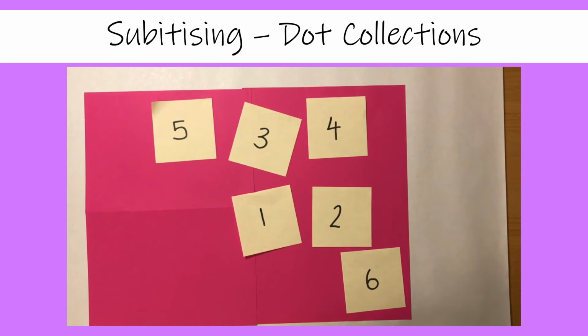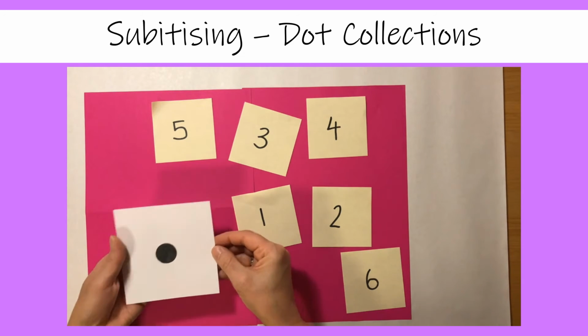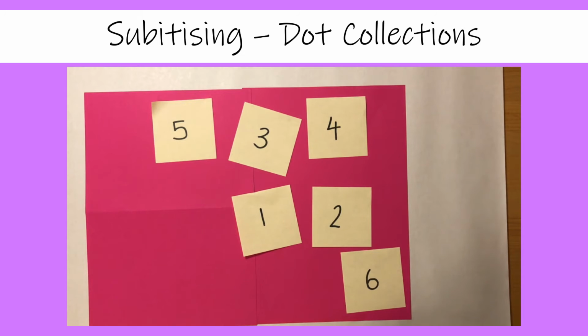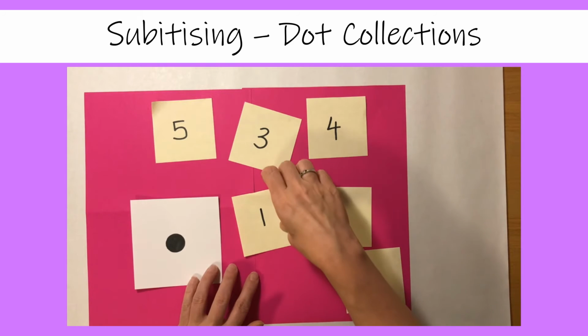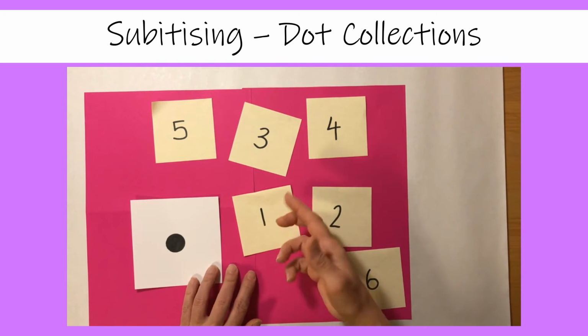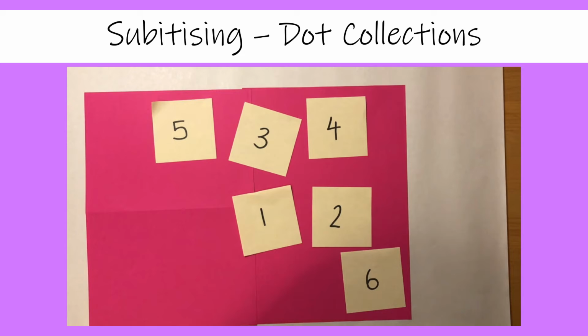Would you like to see it again? Your eyes weren't ready. Ready? Here you go. Did you see 1? Yes, I saw 1 too. Now, can you point to the numeral that tells us the number 1? That's right, this is 1. Our dot here shows 1, and this is how we write the numeral 1. Okay, let's see what else we have.